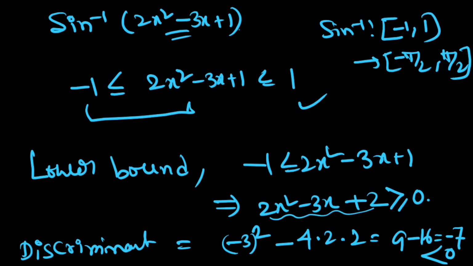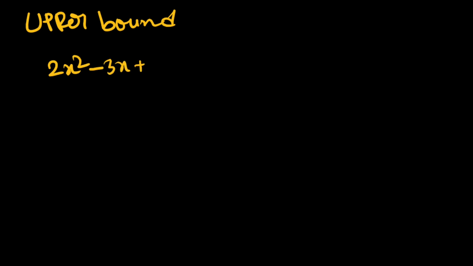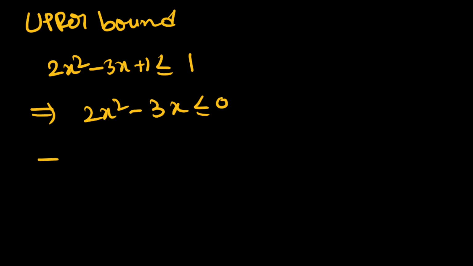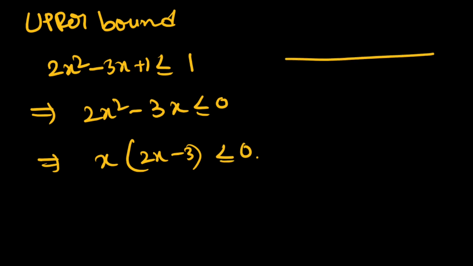So next we find the upper bound for this term. So the upper bound is 2x square minus 3x plus 1 is less than or equal to 1. This implies 2x square minus 3x is less than or equal to 0. This implies, when we factor it, x times 2x minus 3 is less than or equal to 0. Therefore the critical values are x is equal to 0 and x is equal to 3 by 2. These are the critical values of this function.